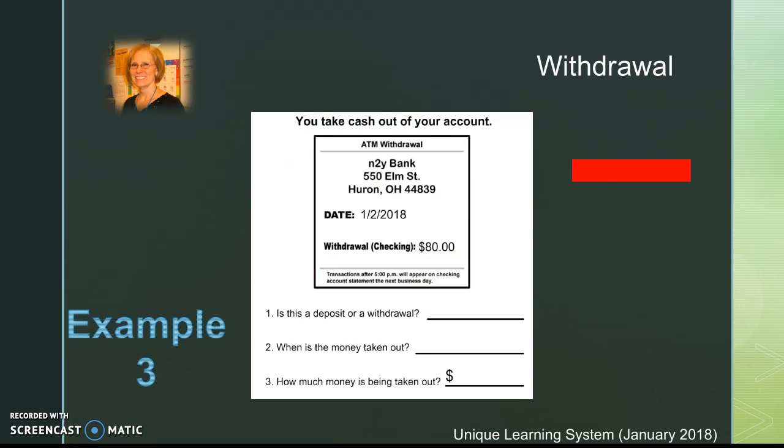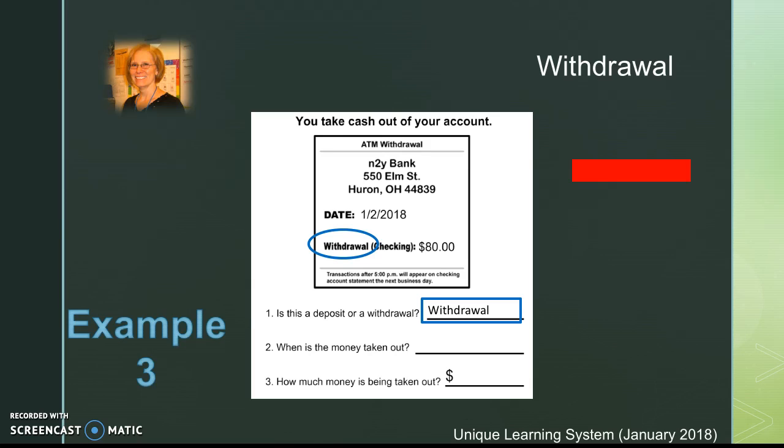Example 3. Is this a deposit or a withdrawal? Point to the word that tells you if this is a withdrawal or a deposit. If you pointed to withdrawal, you are correct. If not, find the word withdrawal and point to the information. Circle the word using your blue pencil. Now answer question 1 by writing the word withdrawal in blue.